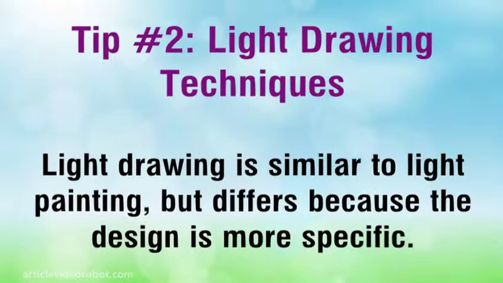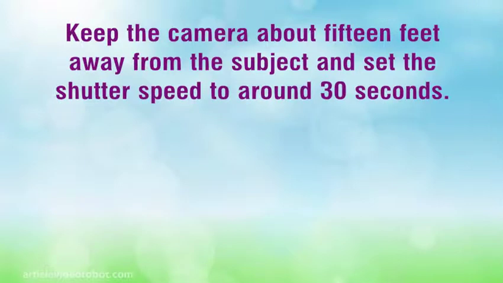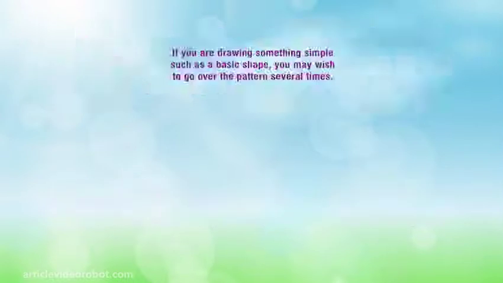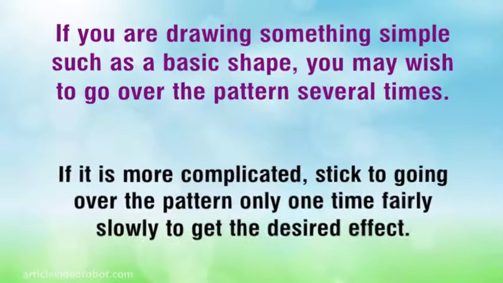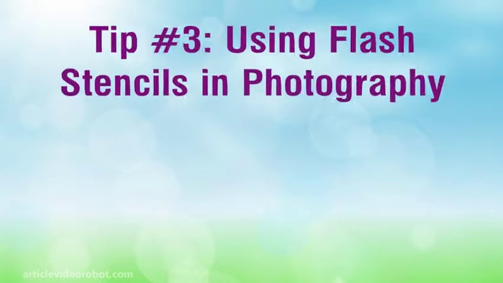Light drawing is similar to light painting, but differs because the design is more specific. Keep the camera about 15 feet away from the subject and set the shutter speed to around 30 seconds. Using a flashlight, or other light source, begin making your pattern or design. If you are drawing something simple such as a basic shape, you may wish to go over the pattern several times. If it is more complicated, stick to going over the pattern only one time fairly slowly to get the desired effect. Tip number 3, using flash stencils in photography.